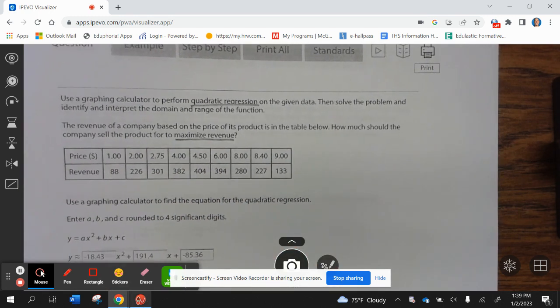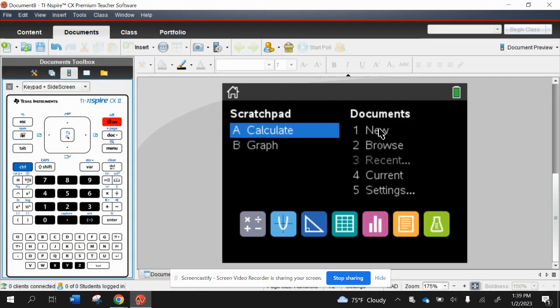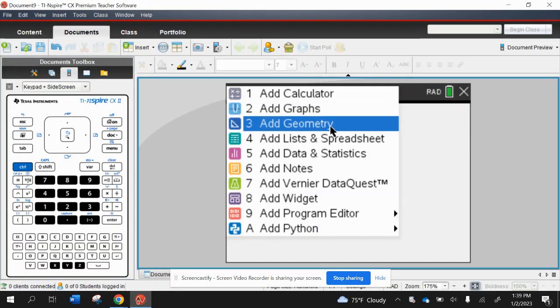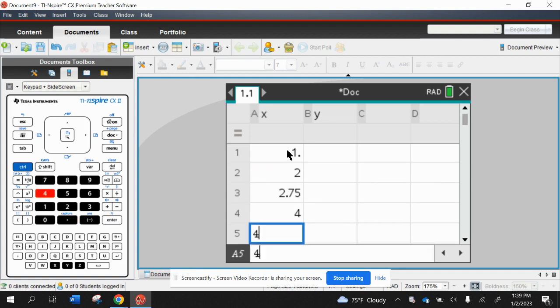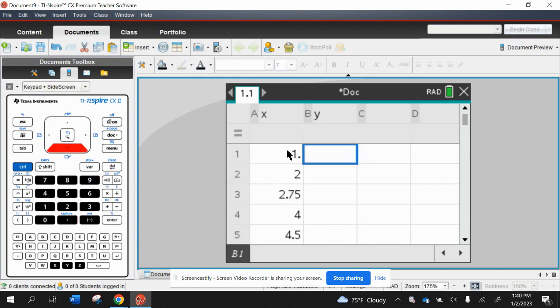Okay, so first we need to do the regression. So we're going to go back to the calculator. Always start a new document. No. Add Lists and Spreadsheet. X, Y. Now you can put 1.00, but it's just going to go to 1. So you can ignore the zeros after the decimal. All right, now let's go to here.